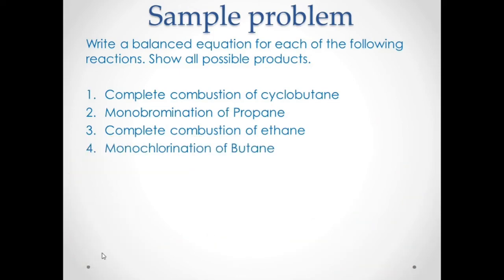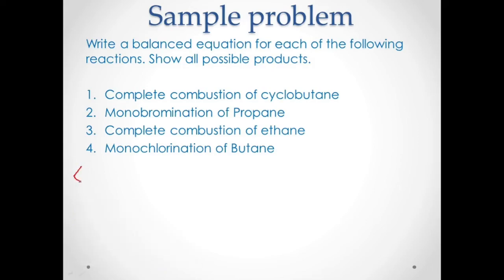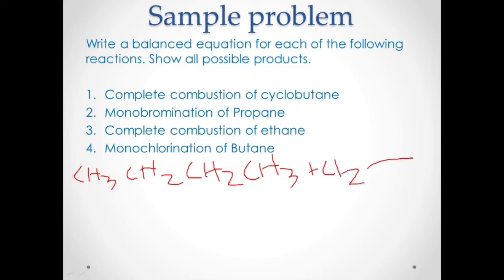You have monochlorination of butane. What would be the condensed formula for butane? You have CH3, CH2, CH2, then CH3. So it is a monochlorination, so therefore the addition of your halogen would be chlorine, in the presence of light or heat. I will only put heat here.